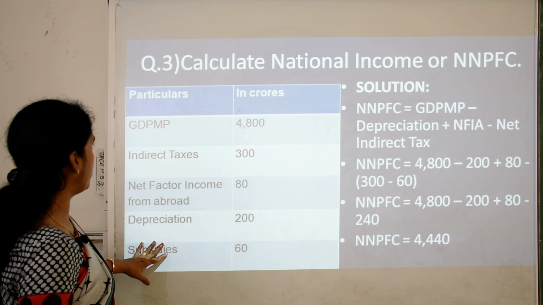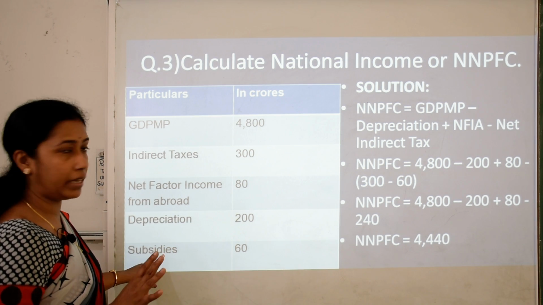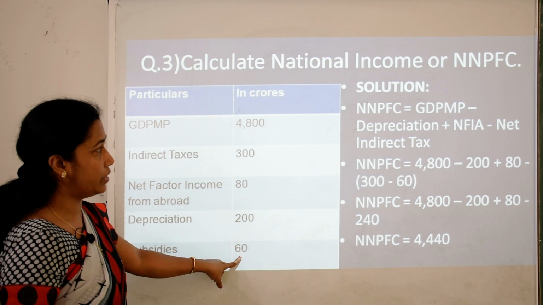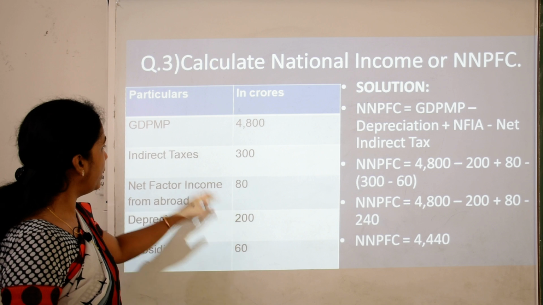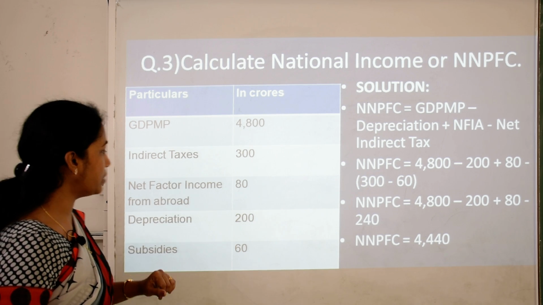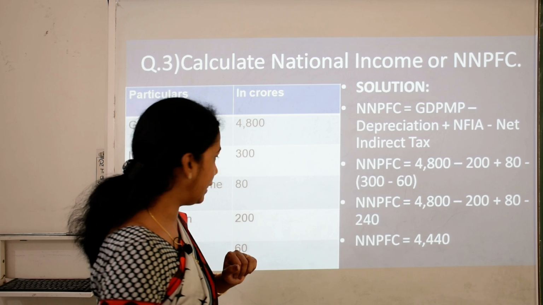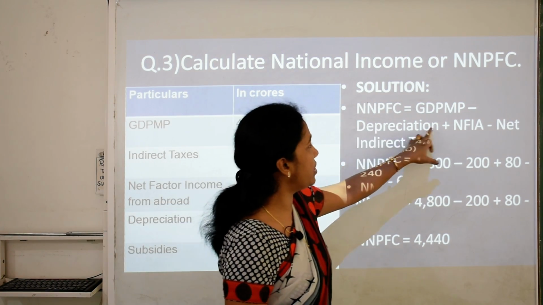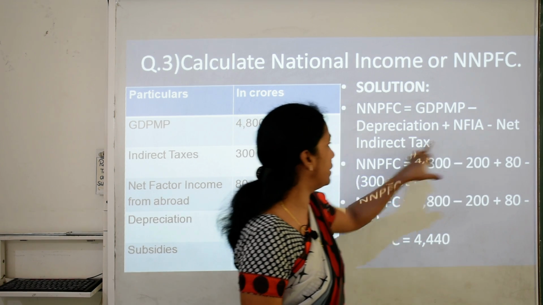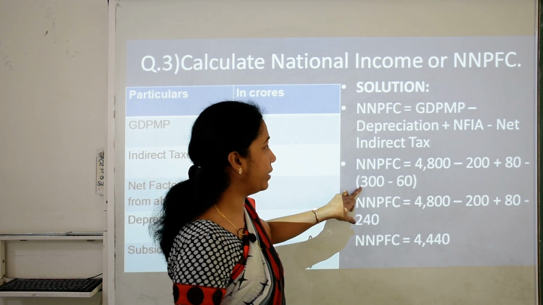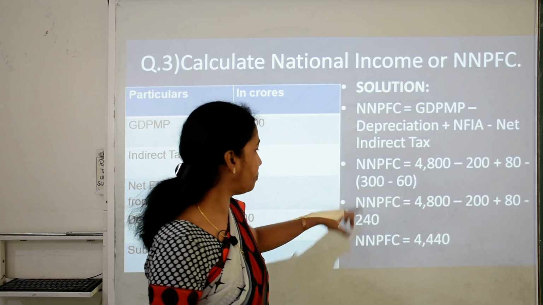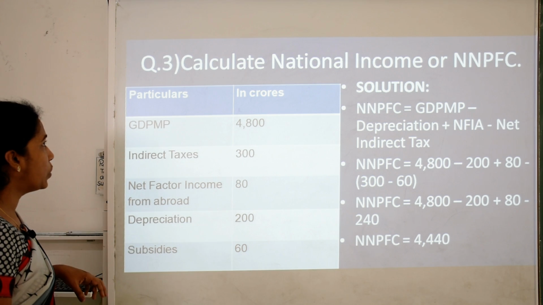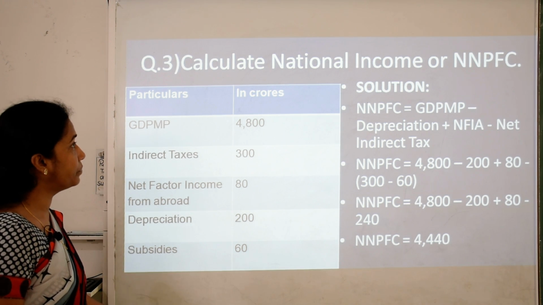Now in this particular question, you can see that net indirect tax is not given. Indirect tax is given as 300, subsidy is given as 60. So what you can do is subtract subsidy from indirect tax and you get net indirect taxes. Other values are also given. Now here you can see depreciation plus net factor income from abroad minus net indirect tax, that is 300 minus 60, and you will get the answer of domestic income as 4,440, that is national income.